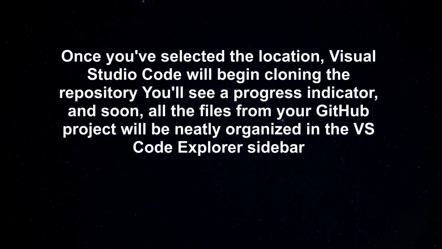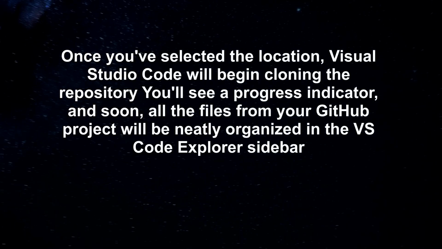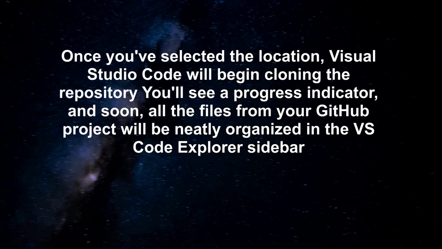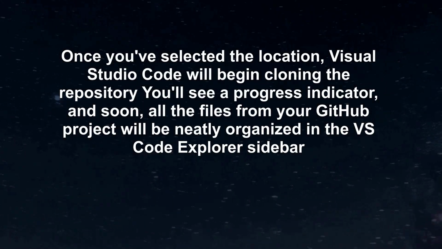Once you've selected the location, Visual Studio Code will begin cloning the repository. You'll see a progress indicator. And soon, all the files from your GitHub project will be neatly organized in the VS Code Explorer sidebar.